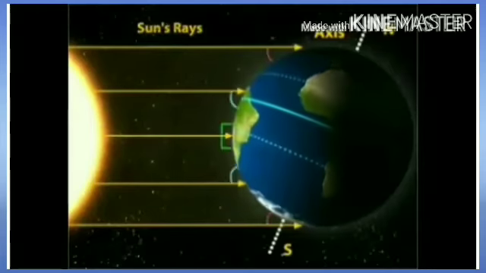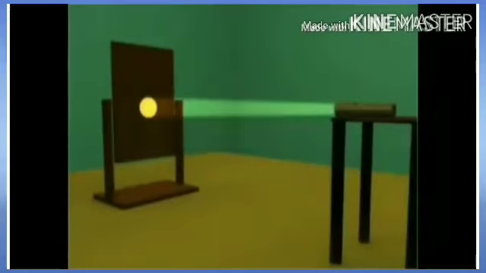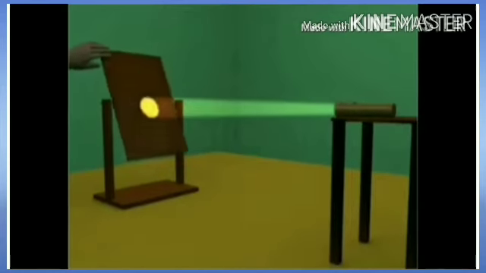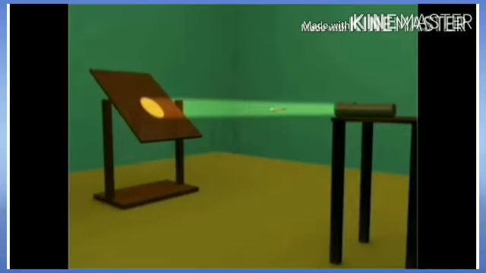Look at this, children. The light coming from the torch is falling on the piece of cardboard which is placed in front of the torch. You will notice that the torch light falling on the straight surface is bright and covers a smaller area. Now, you place the cardboard in a slanting position. You will notice the torch light falling on the surface is less bright but covers a larger area.